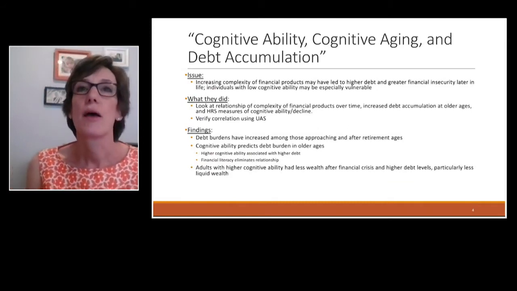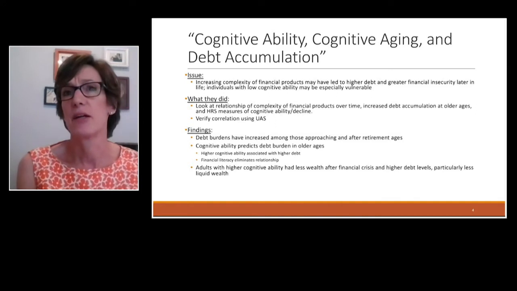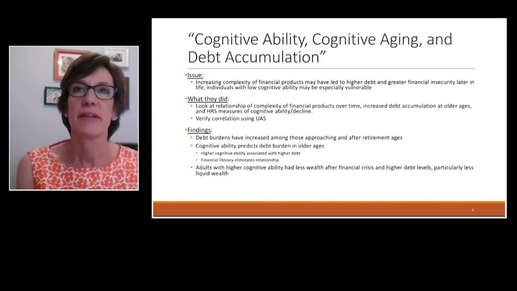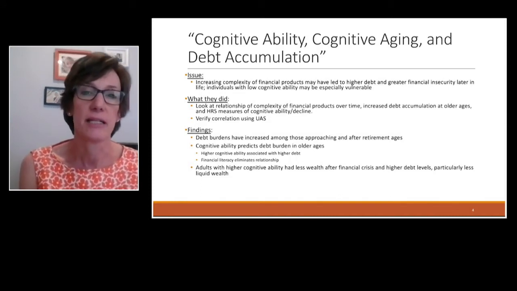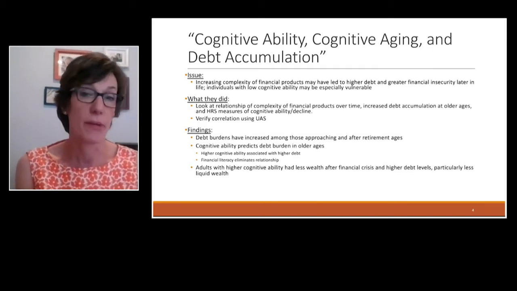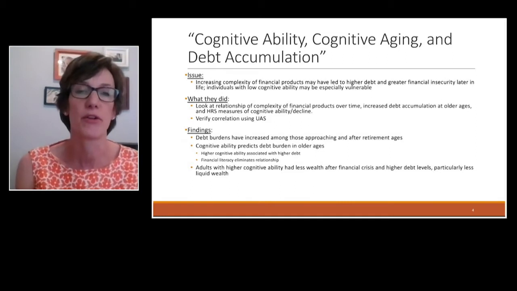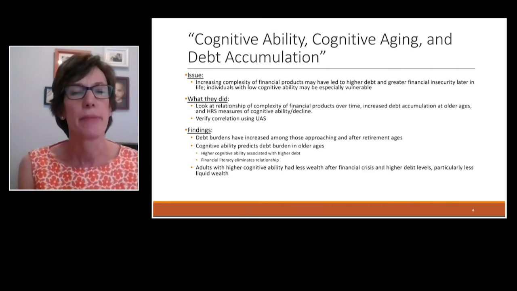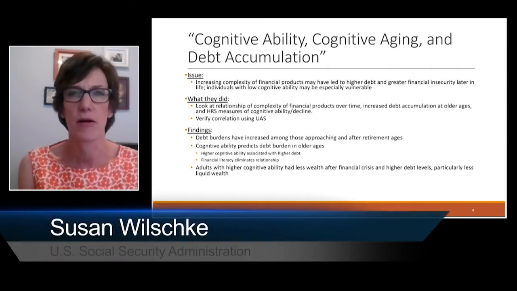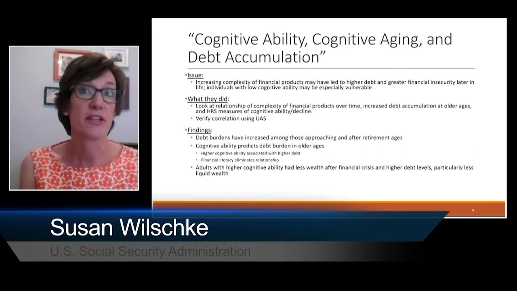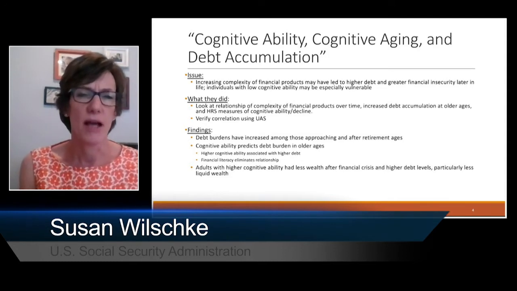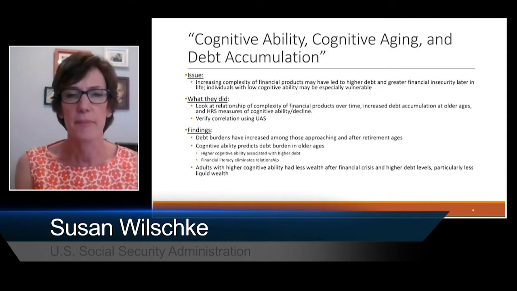Okay. So the next paper looks at the increasing complexity of financial products, primarily mortgage products, and examines whether this is driving an increase in debt among older individuals, and in particular, whether this is a problem for people with lower cognitive ability or people who are experiencing cognitive decline. And the concern is certainly that people might be pushed into products that they really don't understand and aren't equipped for. So the authors actually found that higher cognitive ability is associated with higher debt. It's not just housing debt, but that's certainly a part of it.